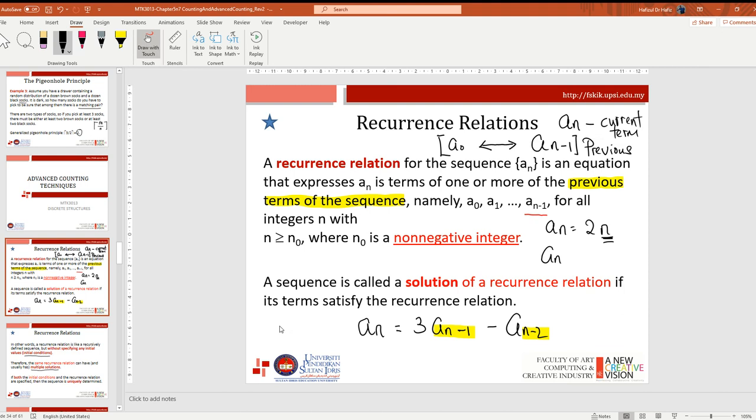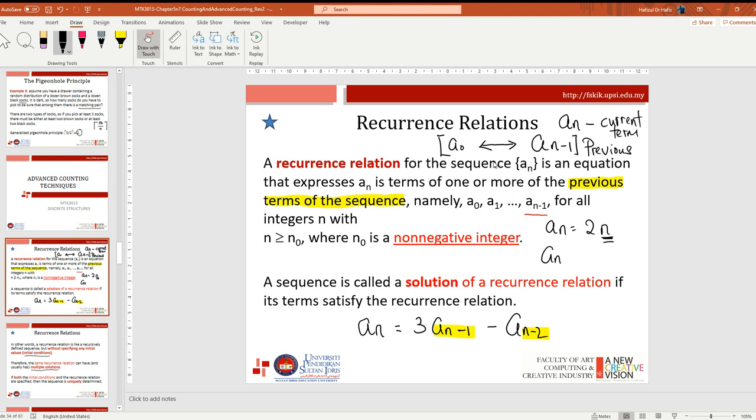Okay, we continue with the next subtopic, namely the recurrence relation. In mathematics and also in the physics field, we have the recurrence relation for a sequence. For a sequence, it is an equation that expresses a_n in terms of one or more of the previous terms in the sequence.